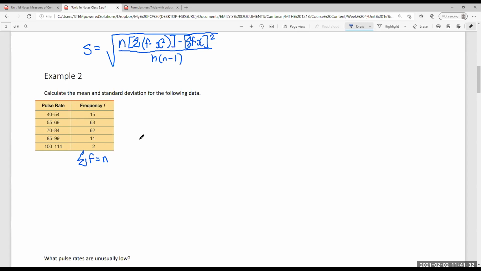So let's calculate the midpoints first. The midpoints are 40 plus 54 equals 94. Divide by 2 equals 47. So that's 47 for a midpoint. 55 plus 69 equals 124. Divide by 2 equals 62. 70 plus 84 equals 154. Divide by 2 equals 77. 85 plus 99. Divide by 2 equals 92.